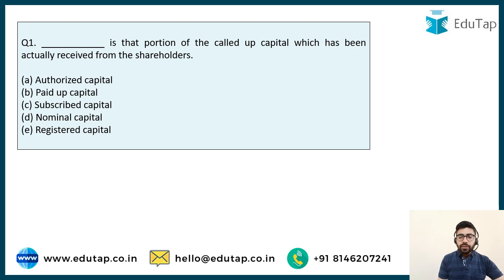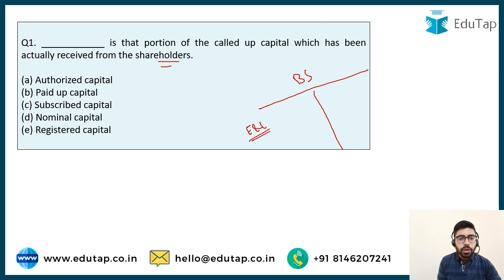So let's start with the first question. Dash is that portion of the called up capital which has been actually received from the shareholders. Authorized capital, paid up capital, subscribed capital, nominal capital or registered capital. Now the balance sheet of the company on the equity and the liability side is prepared in the form of a statement, but I'm preparing it in a T form. So just ignore the format as of now. On the equity and the liabilities front, it is going to have this equity share capital.